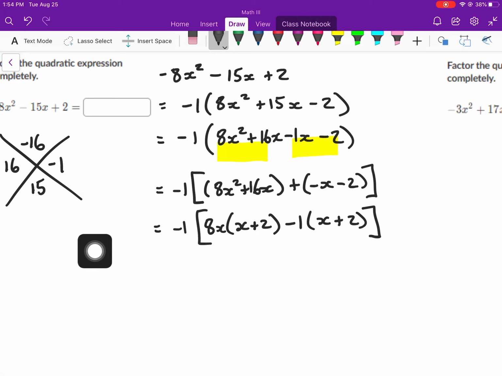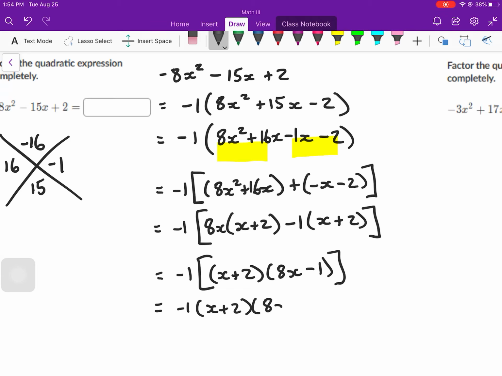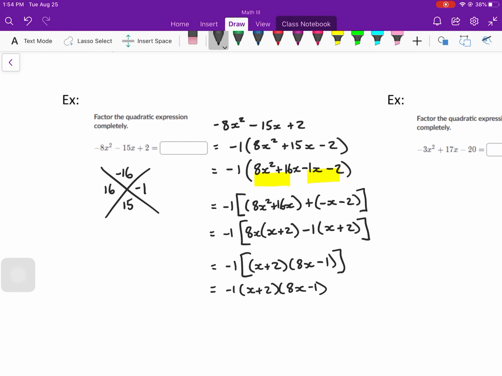Last step, we factor out the x plus 2 from both of those, leaving us with the 8x minus 1. And that's what's inside the big brackets with the negative 1 out front. So really we just multiply that again and we get negative 1 times x plus 2 times 8x minus 1. Little complex, but if you go through it, it's not too bad. You really just ignore that negative 1 till the very end and do everything else the same on the inside. Like I said, ignore it and just bring it in at the very end and you'll be fine.